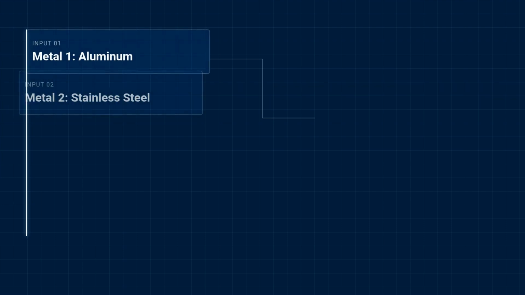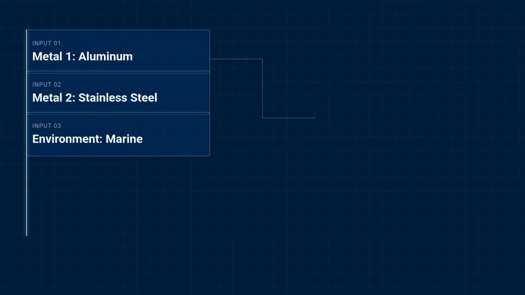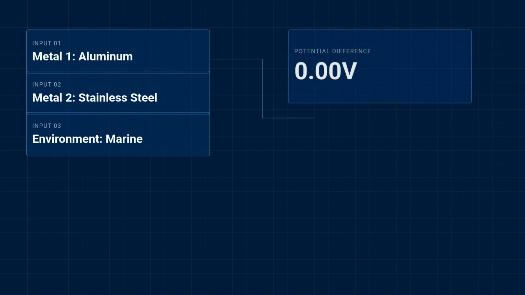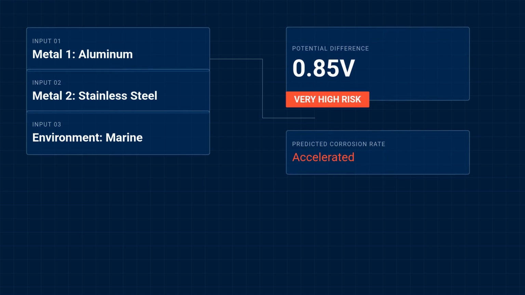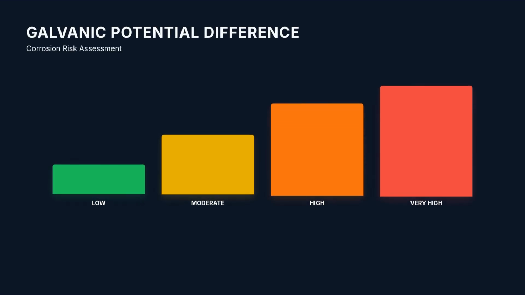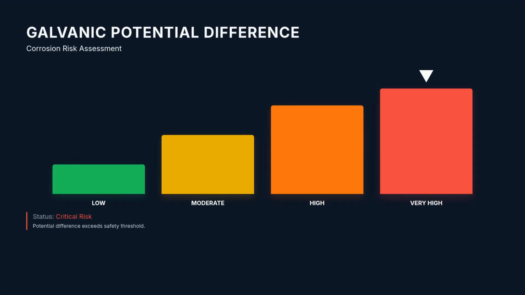For a typical calculation, let's say you're evaluating aluminum in contact with stainless steel in a marine environment. The calculator would process these inputs and provide key outputs like the galvanic potential difference between the metals, the predicted corrosion rate, and a risk assessment rating. The results help engineers determine if protective measures like isolation gaskets or sacrificial anodes are necessary.